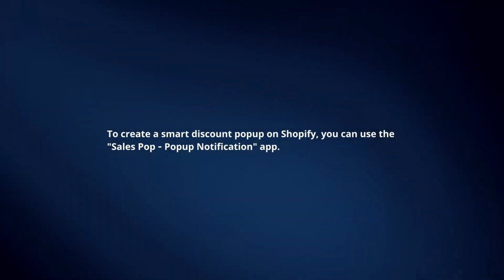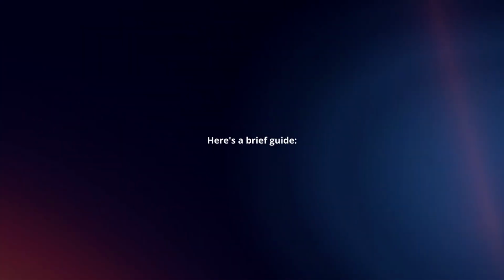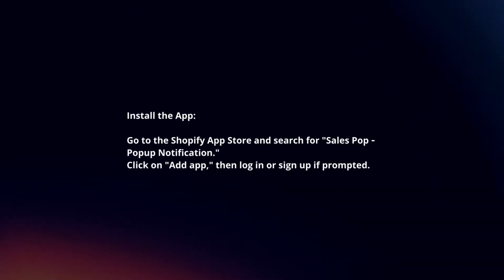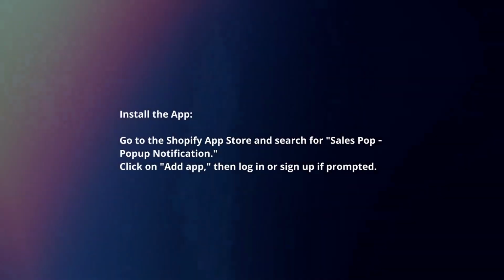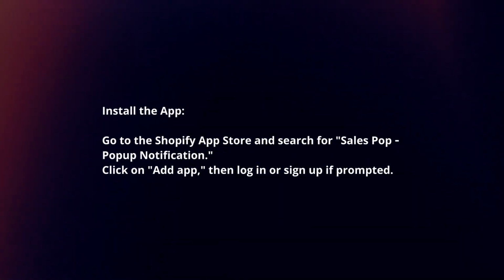To create a smart discount pop-up on Shopify, you can use the Sales Pop-up notification app. Here's a brief guide. Install the app. Go to the Shopify App Store and search for Sales Pop-up notification. Click on Add app, then log in or sign up if prompted.